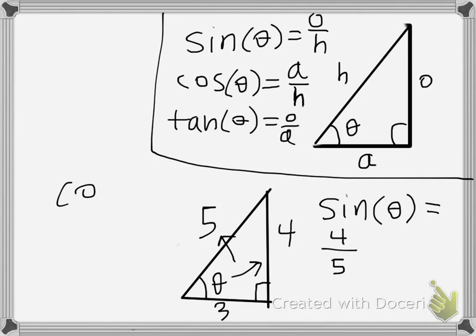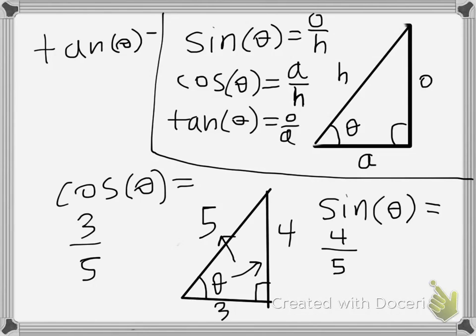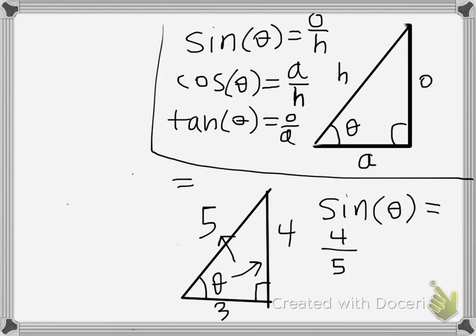And then the cosine of the angle theta would equal 3/5, because it's adjacent over hypotenuse, or 3 over 5. And then the tan of theta would equal 4/3, because it's opposite, which is 4, divided by adjacent, which is 3. So that's an example of finding the trig ratios or functions for a triangle.